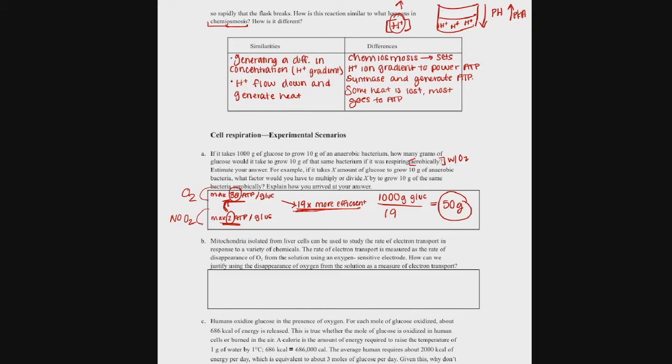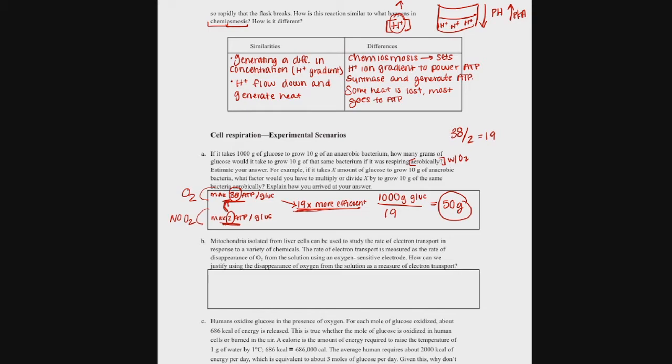So we're just saying that for every one, this one can produce 19. 38 divided by 2 is equal to 19. I think I should have said that first. I just kept going. So 38 divided by 2 is 19, and that's why this one is 19 times more efficient.